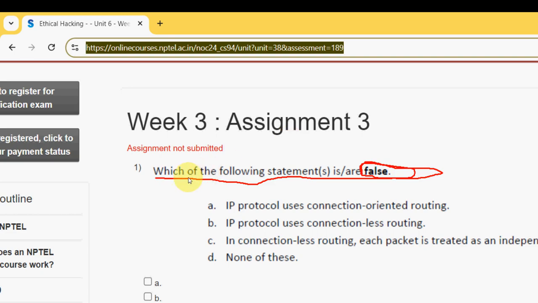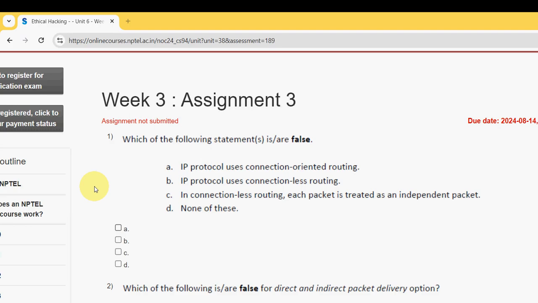So for the first question, the false statement is option A, guys. IP protocol uses connection oriented routing. So actually it is connectionless. So mark option A as the probable solution for the first question.